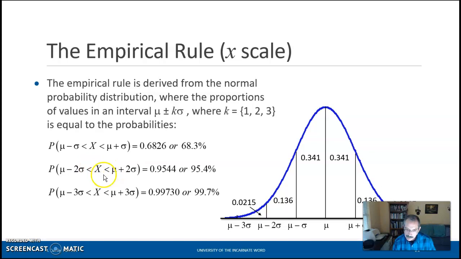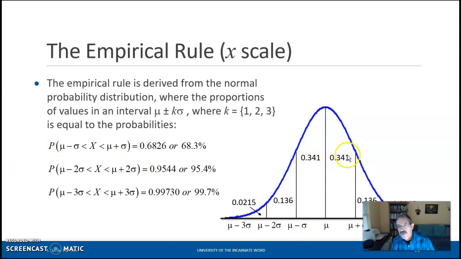Remember that the probability the random variable takes values between the mean -2 standard deviations and the mean +2 standard deviations is 0.9544 or 95.4%. There we simply say 95%. And the probability the random variable is between the mean -3 standard deviations and the mean +3 standard deviations is 0.9973 or 99.7%. So you see the empirical rule is directly derived from the normal distribution.